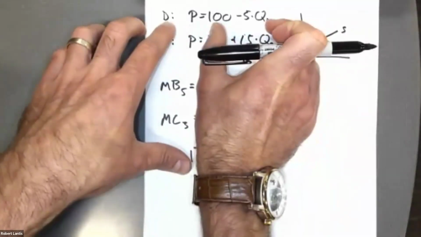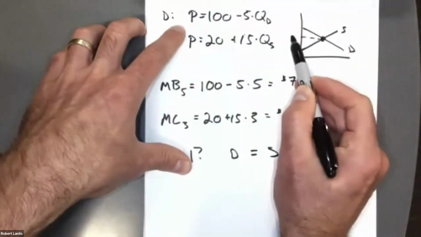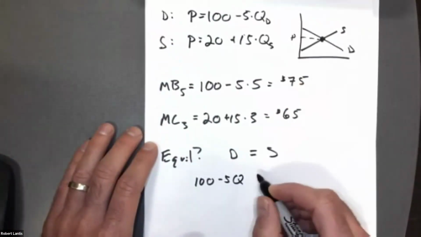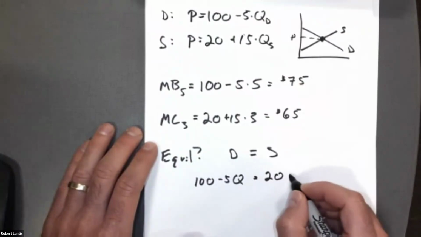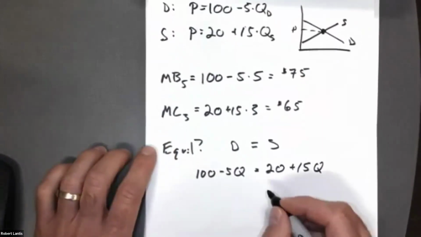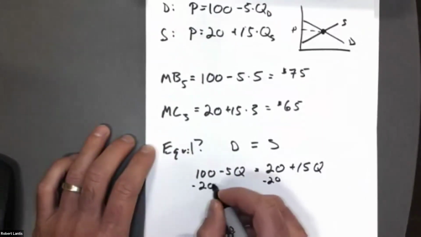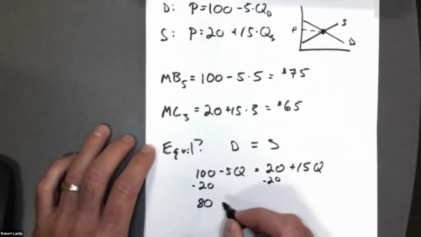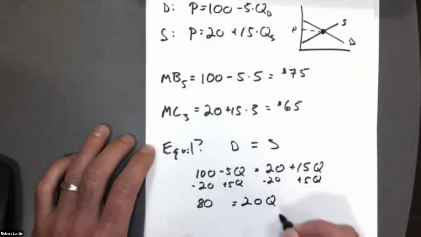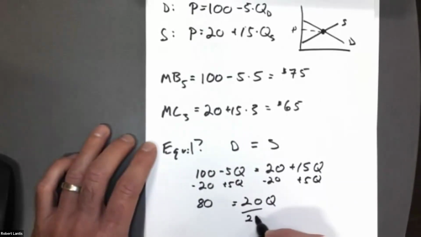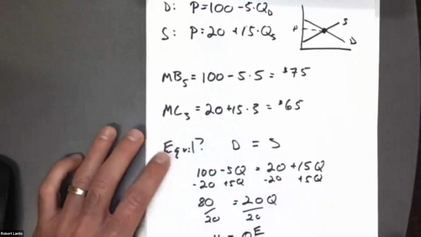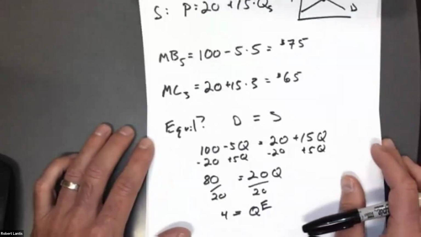So I'm going to take my demand equation. It's going to be that point where they're the same price. So demand is 100 minus 5Q. That's going to be equal to my supply equation, 20 plus 15Q. Now from here, it's just a little bit of algebra. Subtract 20 from both sides, right? I get 80. Add 5Q to both sides. I get 20Q on this side. Divide both sides by 20. And I get what? That equilibrium quantity is going to be 4.